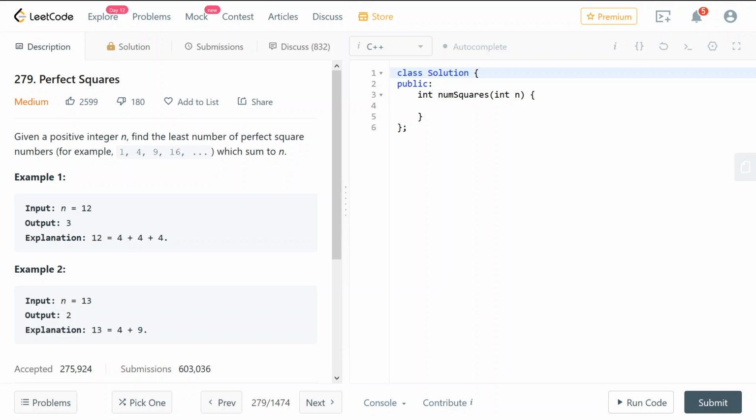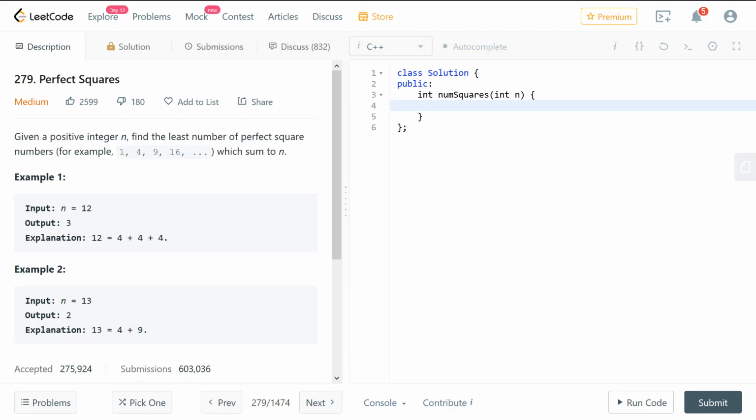Given some examples, n equals 12 here. We can write 12 as 4 plus 4 plus 4. So you see we can use the same square number several times. So the answer is 3, that's the minimum possible. For n equals 13, we can write it as a sum of 2 square numbers. So how can we do this?